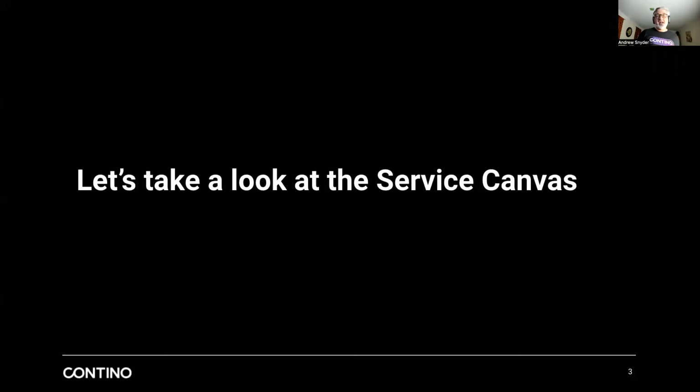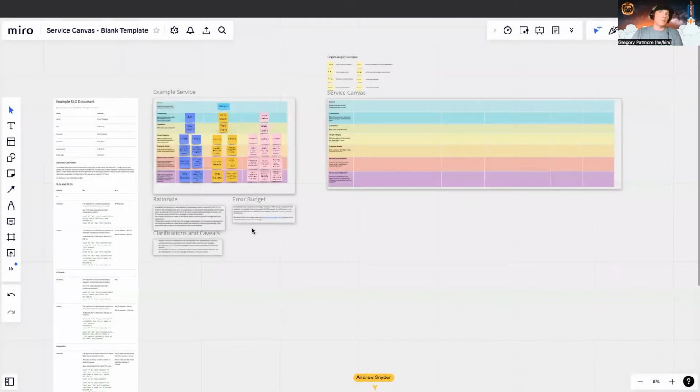Let's take a look at the service canvas. Mr. Patmore? Sure. Thanks, Andy. As he said, my name is Gregory Patmore, and this is our service canvas at a glance. You can see it's pretty simple. Over here on the left, we have an example of the formal document you'll create at the end. In the middle here, we have an example service to refer to as you're working through this process with your team. And then over here, we have the blank canvas where you'll actually create your SLOs.